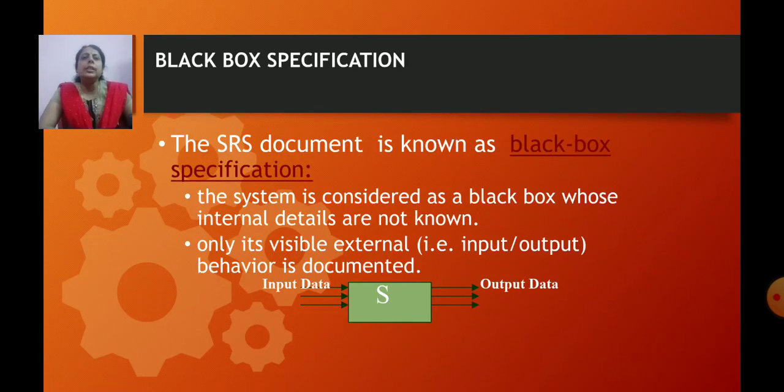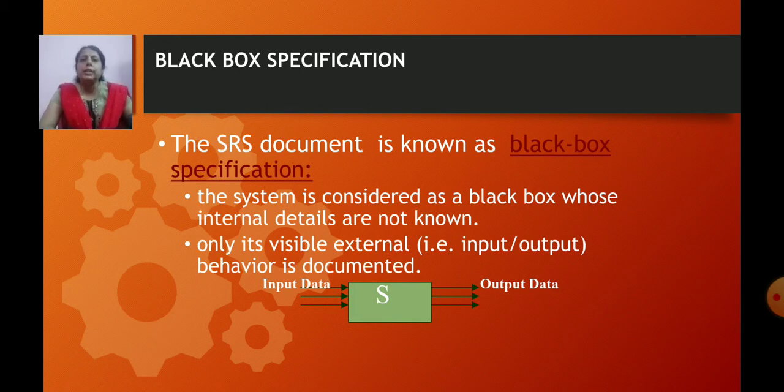The SRS document is also known as black box specification. The system is considered as a black box whose internal details are not known. Only the external, that is, input-output behavior is documented. It means that in the SRS document, the processing of a function is not written. Only the input and the output, the external behavior of the software, are written.